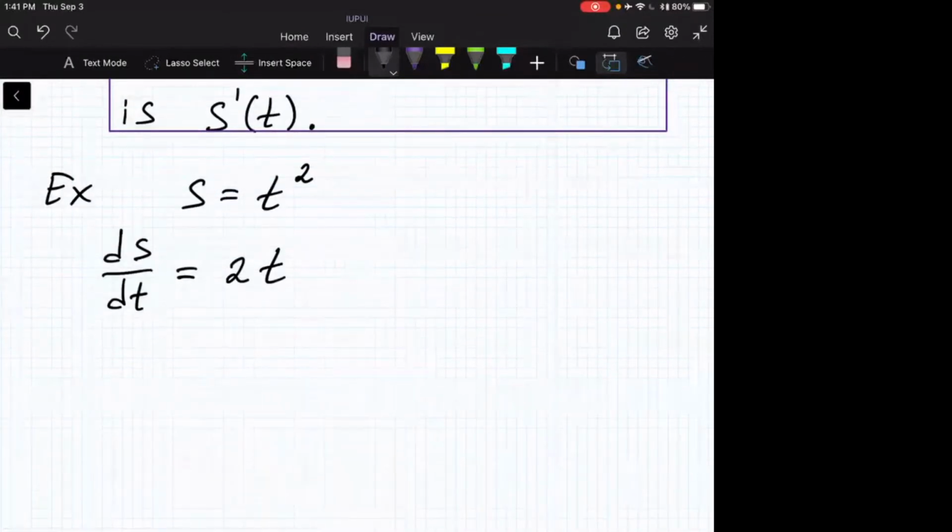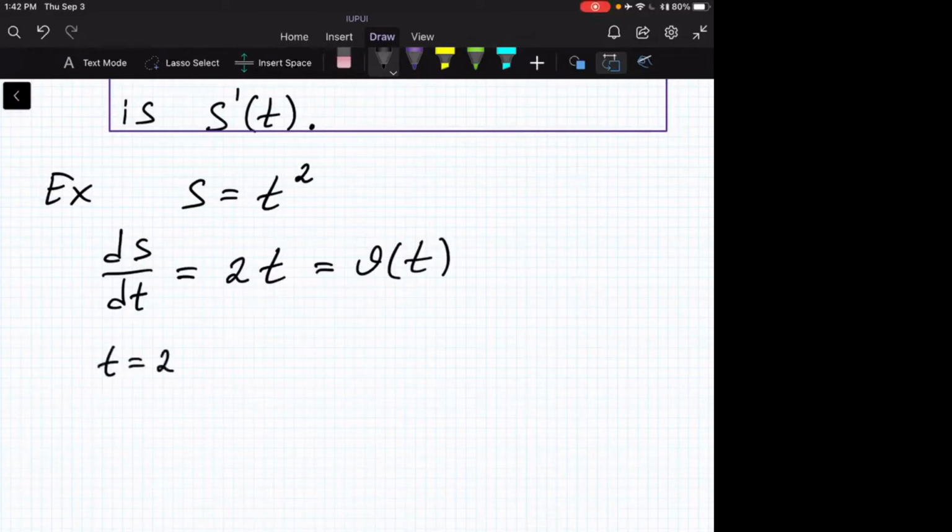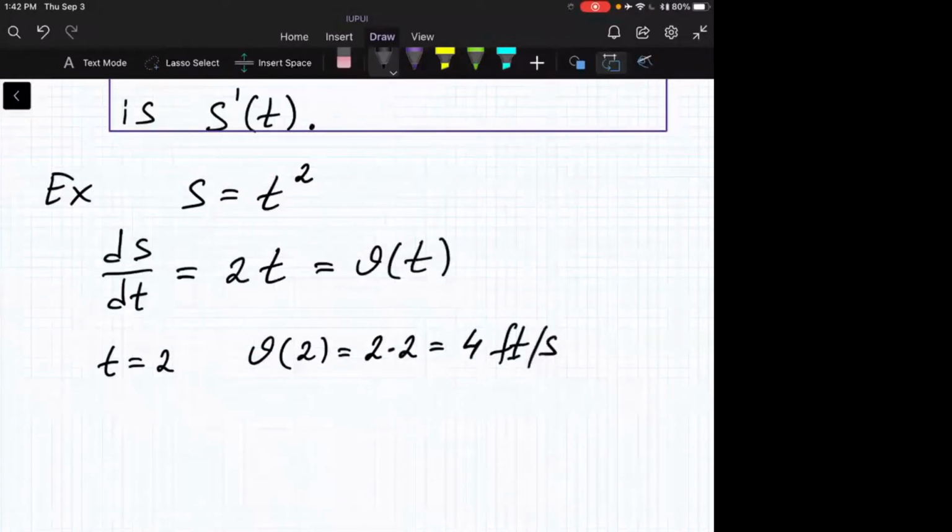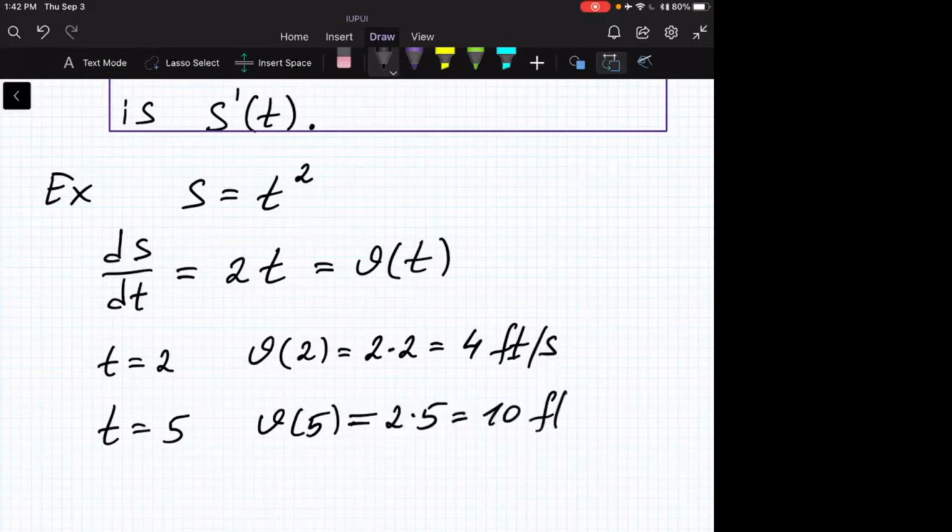And how can we interpret that? We can interpret that as velocity, so this is how the velocity depends on the time t. That means that, for example, at t equals 2, our velocity will be 2 times 2, 4 feet per second. And for example, for t equals, say, 5, our velocity will be 2 times 5, which is 10 feet per second.